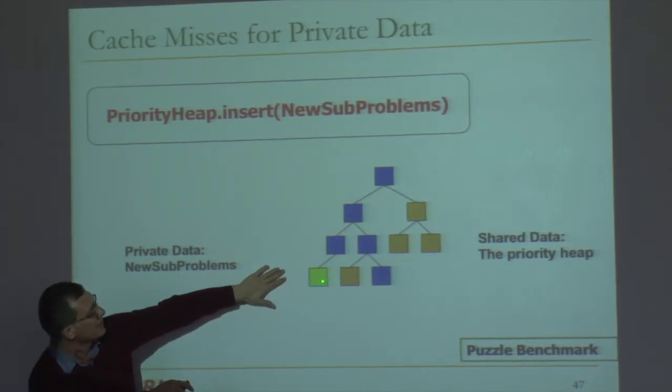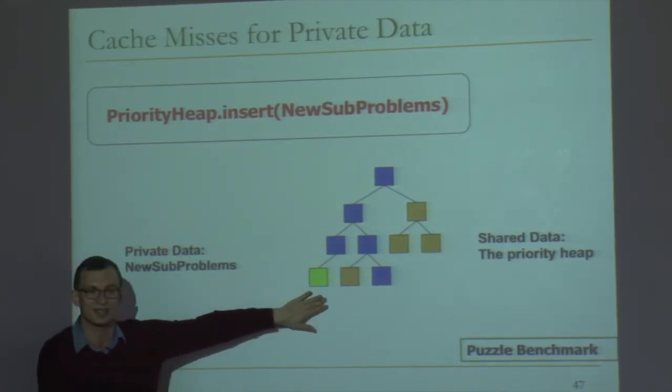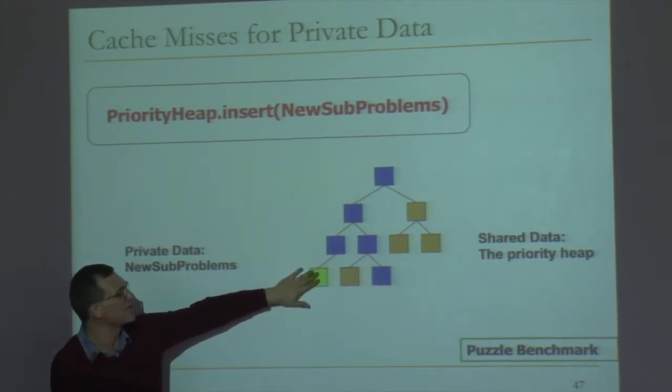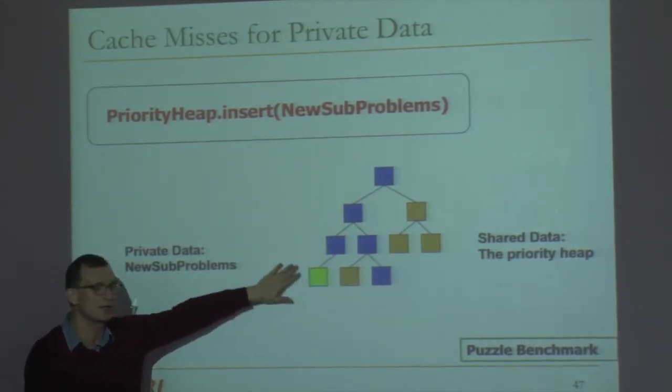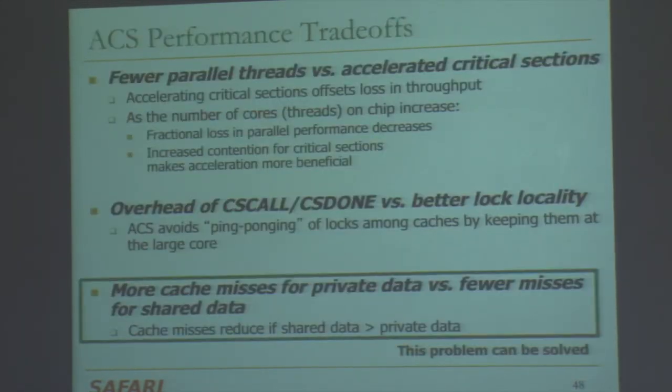In this case, if you look at the number of nodes that are touched that are shared, it's a lot more than the number of nodes that are touched that are not shared, that are private. Make sense? So this just shows that it makes sense that shared data is larger than the private data. And because of that reason, ACS actually improves performance. But as I told you, it's not always the case.